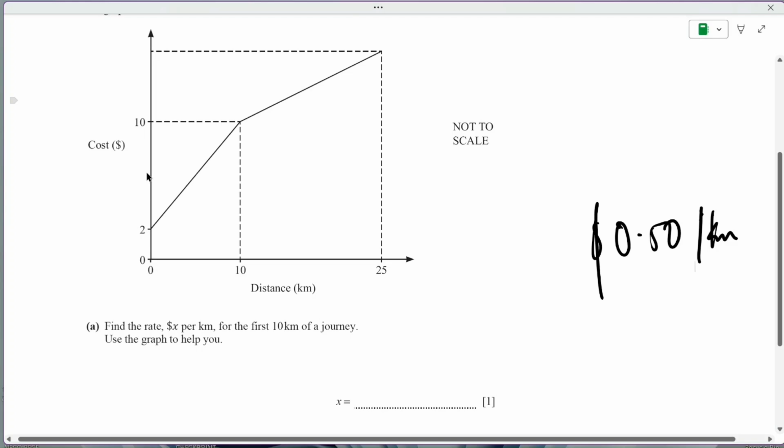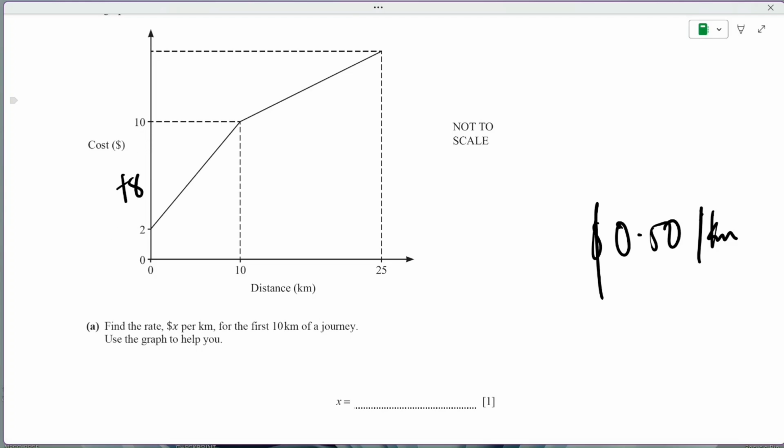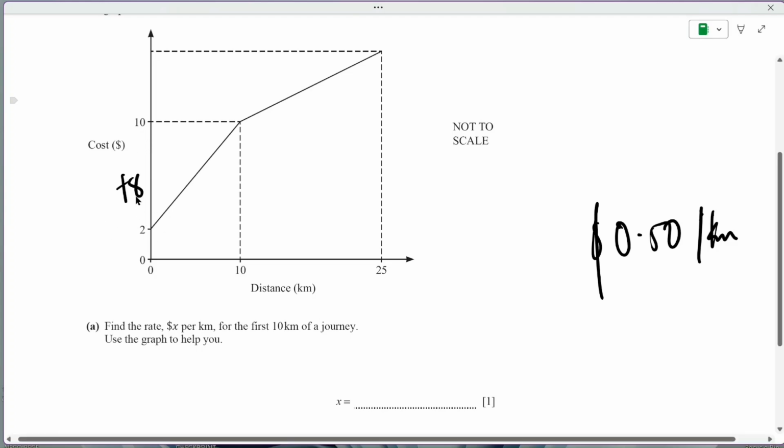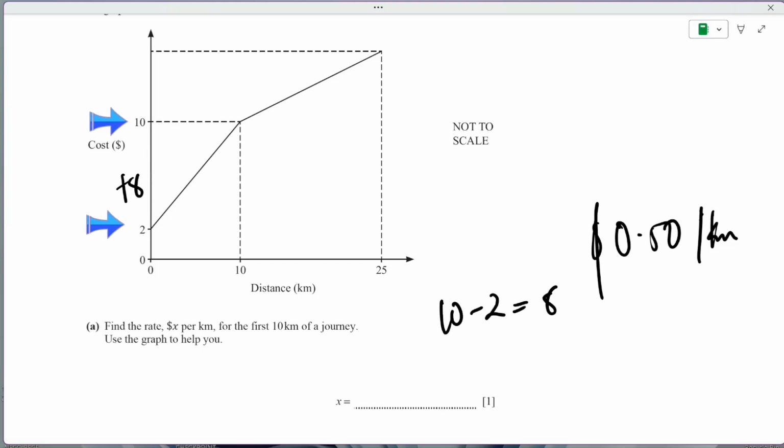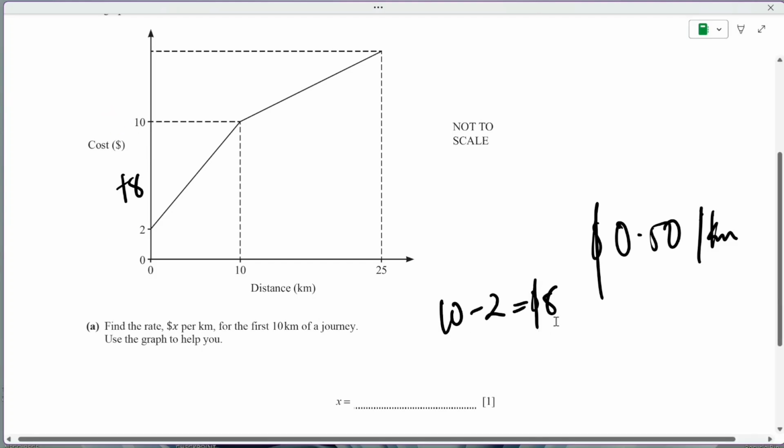So that means he ended up paying $10 at the end of 10 kilometers. He paid $2 first. That means to get from $2 to $10, you needed to pay an extra $8. If you add 2 to 8, you get 10. Or you can just say 10 minus 2, that's $8. That means he paid $8 for a distance of 10 kilometers. Now, knowing that he paid $8 for a distance of 10 kilometers, what is the rate?